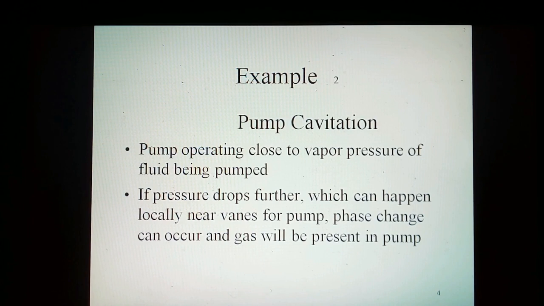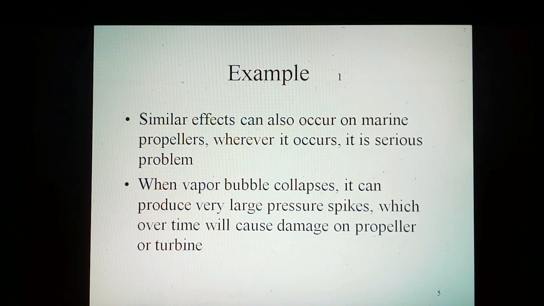Another case where two-phase flow can occur is in pump cavitation. Here a pump is operating close to the vapor pressure of the fluid being pumped. If pressure drops further, which can happen locally near the vanes of the pump, for example, then a phase change can occur and gas will be present in the pump. Similar effects can also occur on marine propellers. Wherever it occurs, it is a serious problem for designers. When the vapor bubble collapses, it can produce very large pressure spikes, which over time will cause damage to the propeller or turbine.